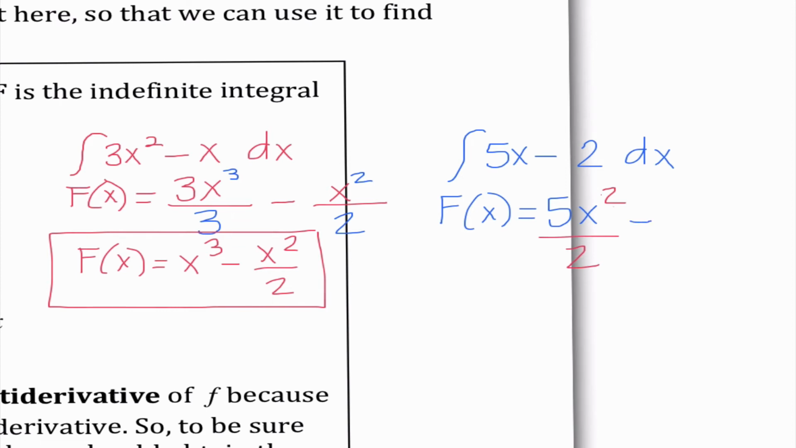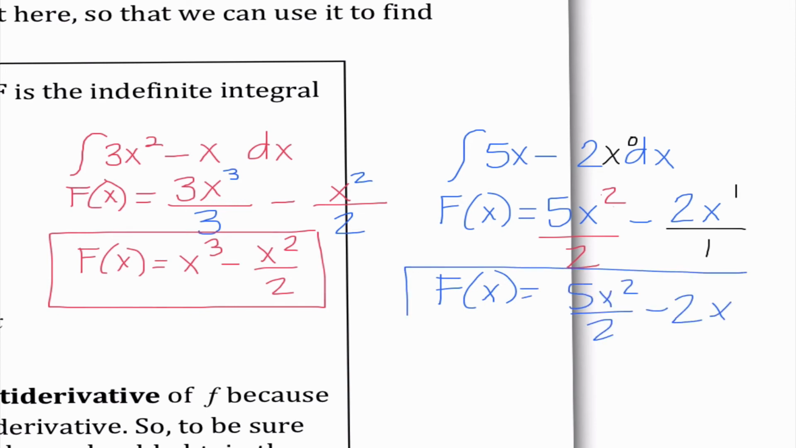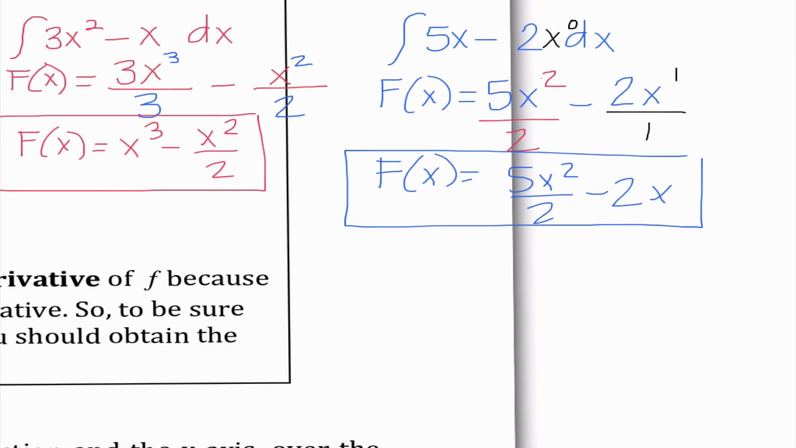And this next one's kind of tricky because I don't see an x, but we know that it's really like I have x to the 0 power. So if I'm bumping that up 1, it would become x to the first power divided by 1. So I get f of x equals 5x squared over 2 minus 2x. Super repetitive. The more we practice it, the better we get at it.